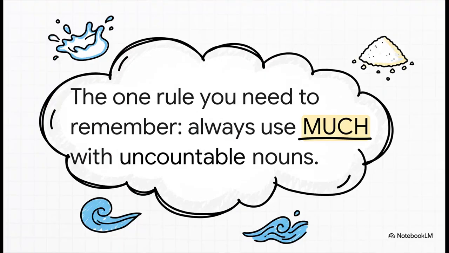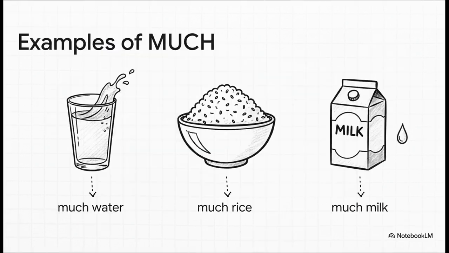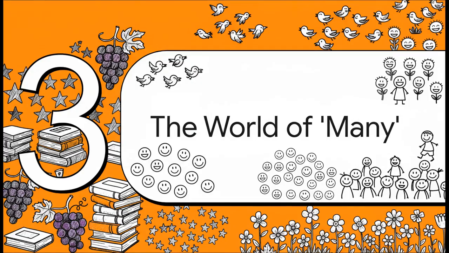So here's the big takeaway for this section. The rule is you always use much when you're talking about those uncountable blob-like nouns. Just look at the examples here. You'd say, "How much water?" Or, "That's too much rice," or, "There's not much milk left." See how that just sounds right? That's because you can't say 1 rice or 2 milks. They're all uncountable.